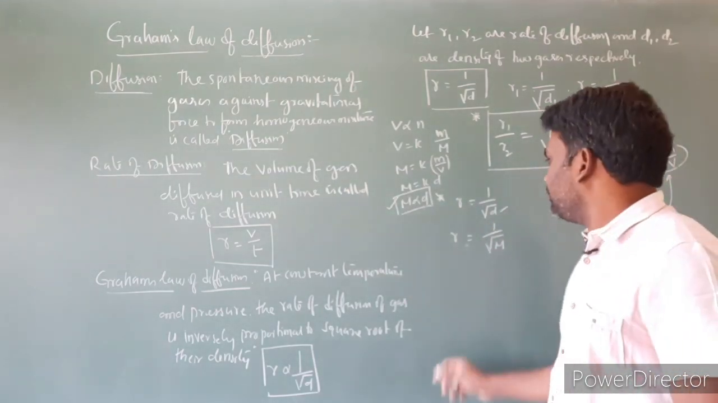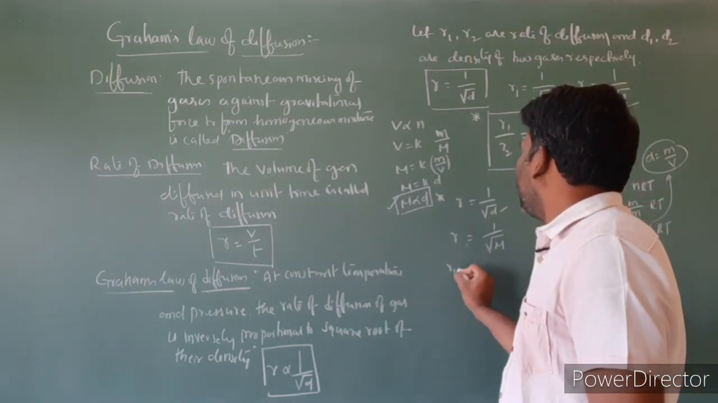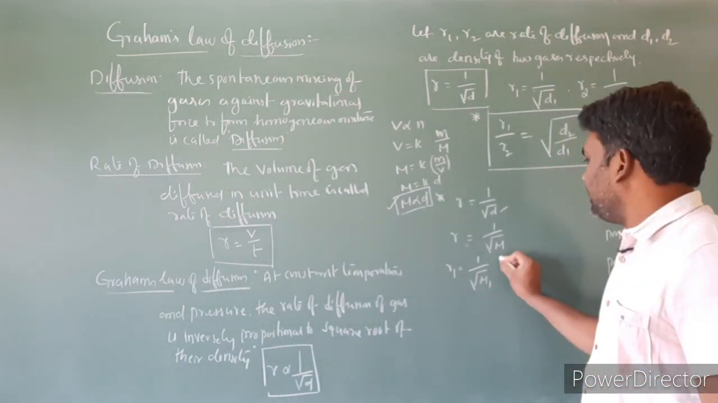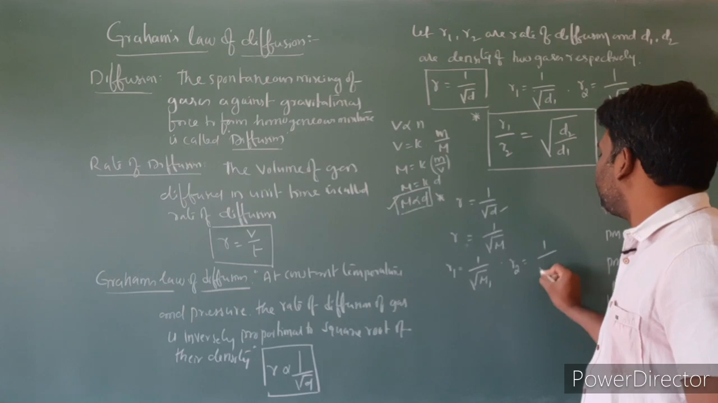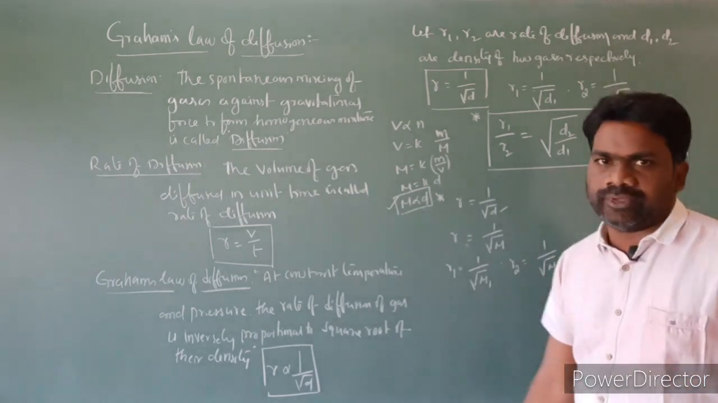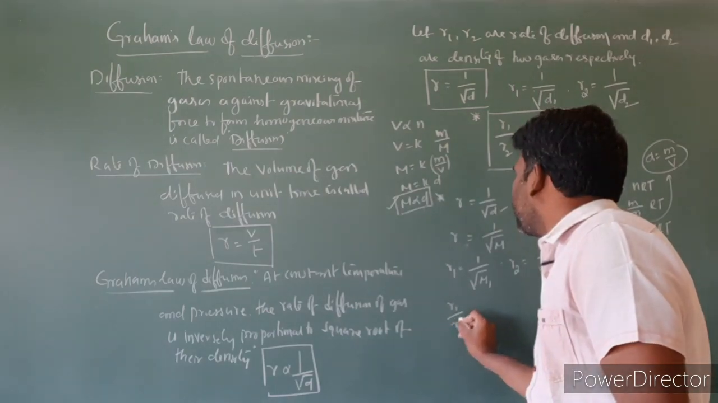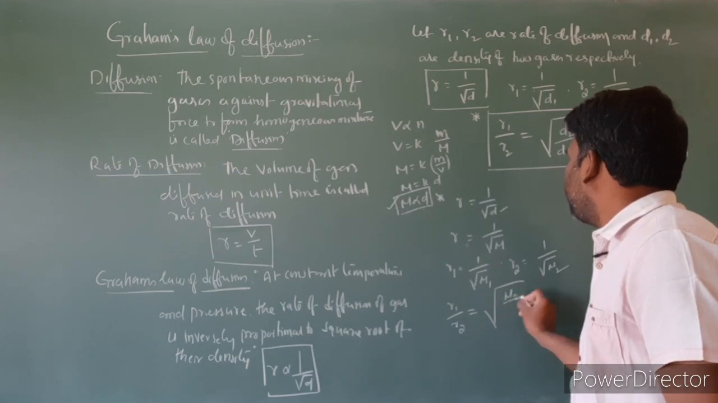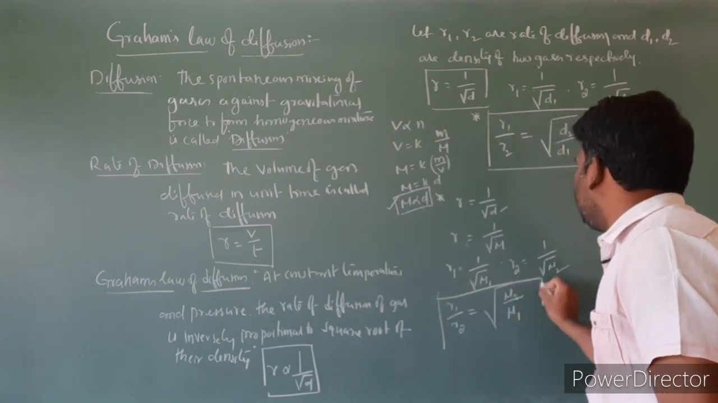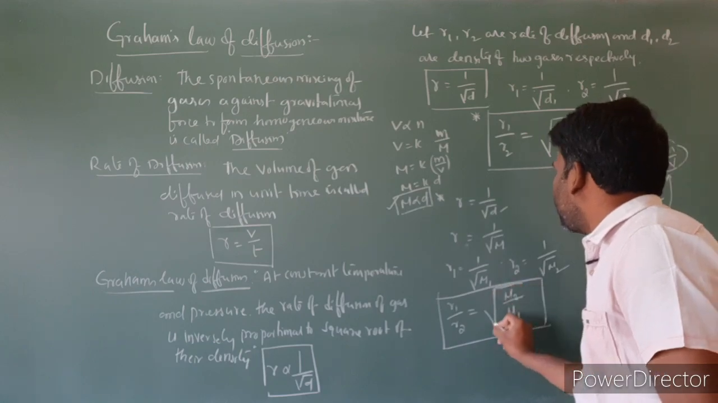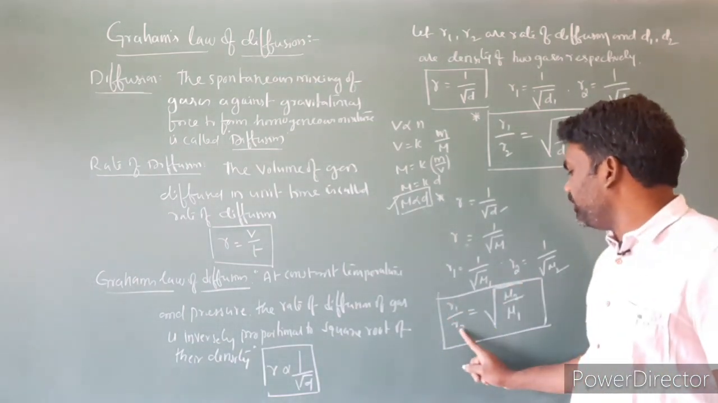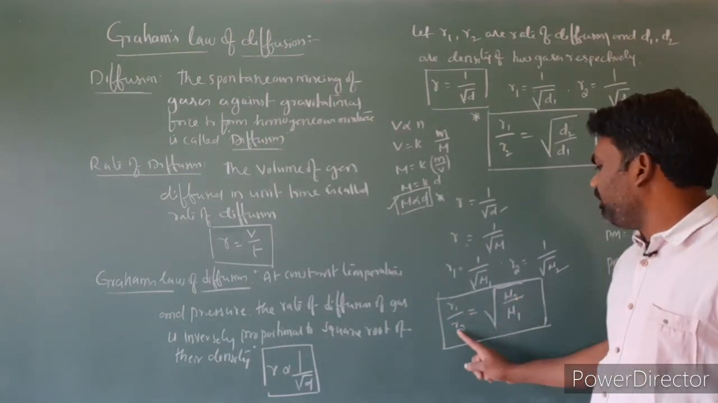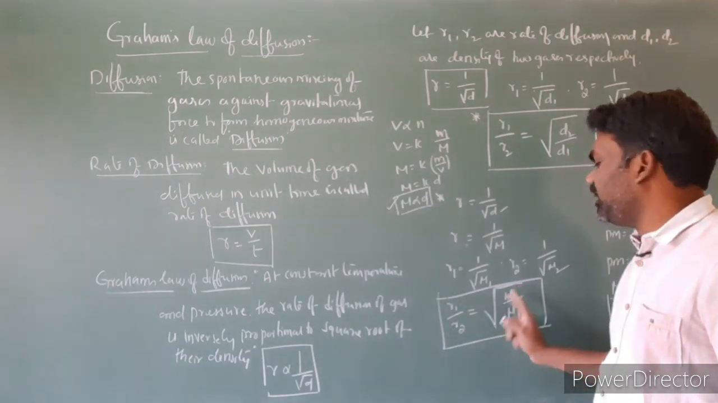Two different cases. R1 is equal to 1 by square root of M1. Second case, R2 is equal to 1 by square root of M2. Then R1 by R2 is equal to square root of M2 by M1. So this is another formula to calculate the rate of diffusion. If R2, M2 and M1 we know, we are able to calculate R1. If R1, M2 and M1 are known, we are able to calculate R2. If the rate of diffusion and M1 we know, we are able to calculate M2.